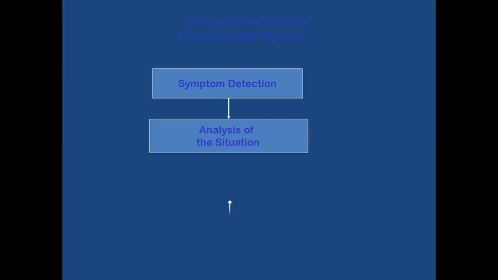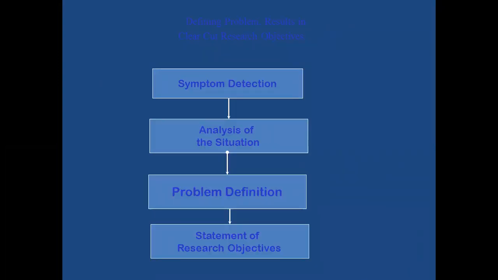So now, define a problem, clear cut research objectives. I am asking that objectives must be clear and numbered, 1, 2, 3. So then these are some symptom detection analysis. This is a flow diagram: problem definition, statement of research objectives. Research objectives are the specific components of the research problem that we will be working to answer or to complete in order to answer the overall research problem.